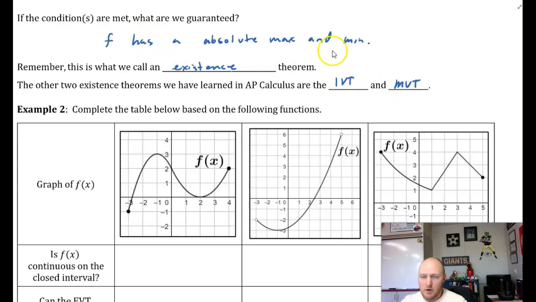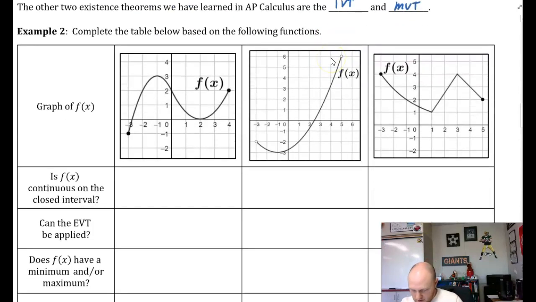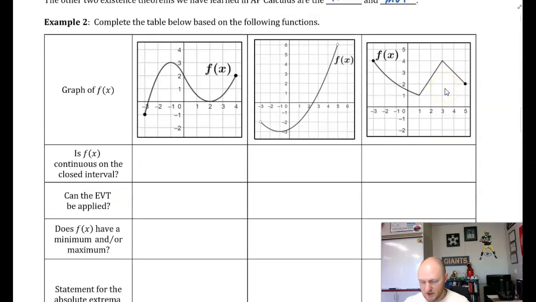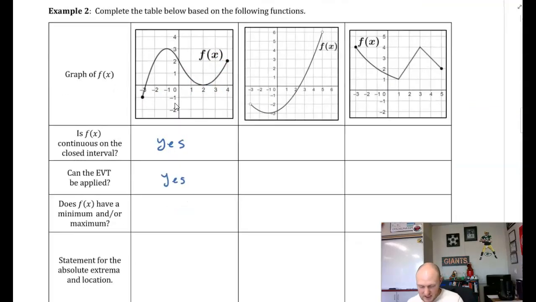Okay, so we're going to use this table below and look at it. This is one way visually to help build and scaffold the idea of the extreme value theorem. So, the first one here, f of x. Is f of x continuous? Well, here I have a smooth curve. Yes, this is continuous. Can I apply the extreme value theorem? Well, is it on a closed interval? Am I including the endpoints? Yes, we can do that. Does f of x have a minimum and or a maximum?